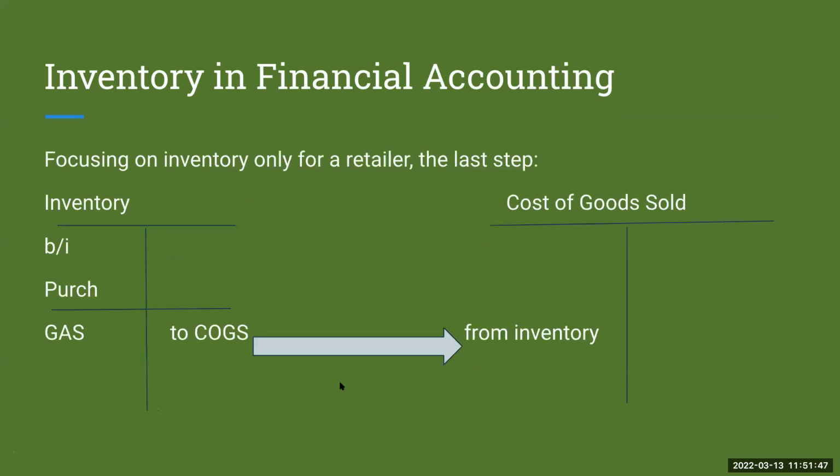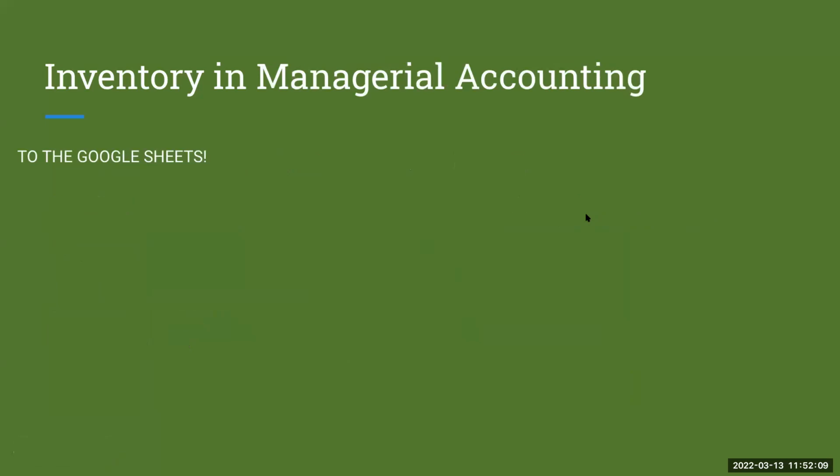Now, also, when we're doing inventory for financial accounting with a retailer, they're buying the inventory and reselling it. We've got beginning inventory plus purchases, gives me goods available for sale. And then over here, whatever I sell goes to cost of goods sold, crediting inventory, debiting cost of goods sold. Now for inventory for a manufacturer, let's go to the Google Sheets.